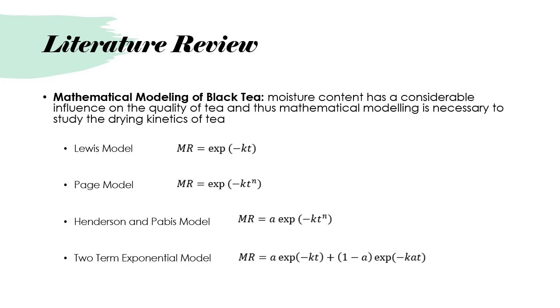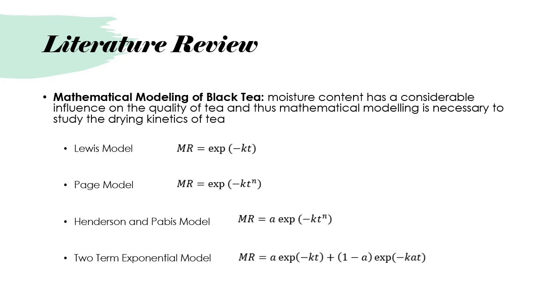Another equation that is used widely for thin layer drying is the Page equation, which is the modification of the Lewis model by introducing a dimensionless empirical constant n to the time term such that it gives better results for the rate of the moisture loss. So this is the explanation of the Page model.